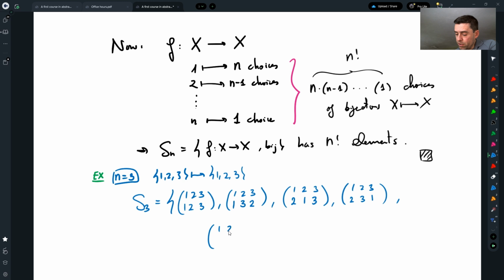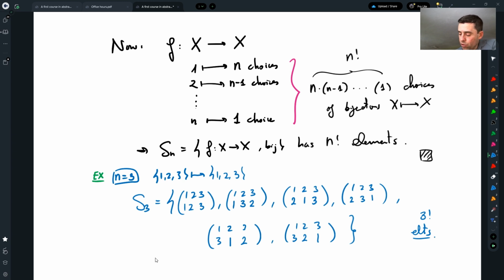So now there is the possibilities of 1 goes to 3. And if 1 goes to 3, then 2 can go to 1 or to 2. So if 2 goes to 1, then 3 went to 2. And if 2 goes to 2, then 3 went to 1. And that actually exhausts all the possibilities of S3. So there is 6 elements, so there are 3 factorial elements. This is all of S3.